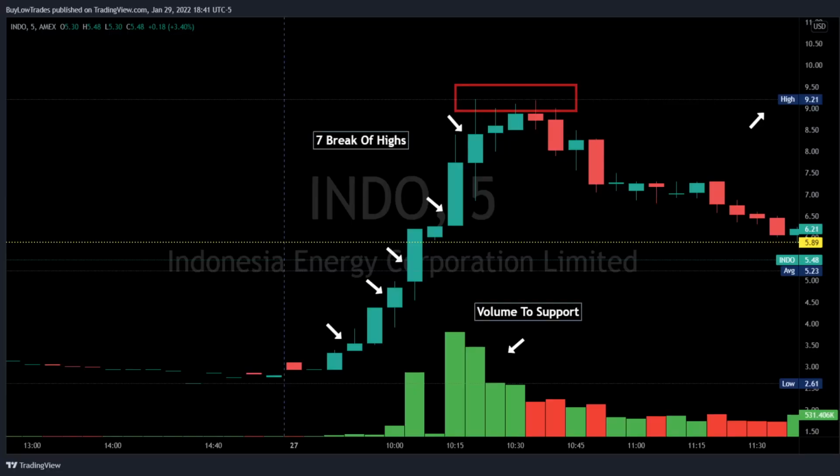When we look at this 5-minute chart on ticker INDO, we can see we had volume to support the move. We made 7 5-minute highs and went from a low of 261 to a high of 921. This is a great example of buy high, sell higher in a momentum style trading.